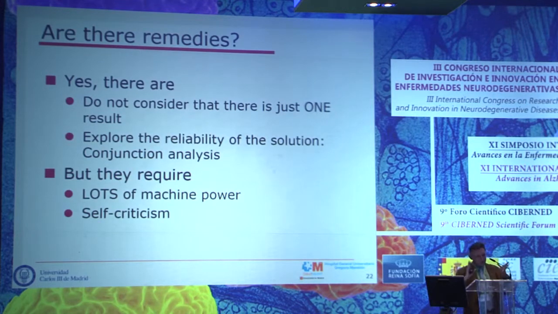So there is part science and part art here too, in order to find the proper solution. There are some mathematical tools, called conjunction analysis. I'm not going into the details, of course, but there are mathematical tools to try to combine results that come from different processing ways.